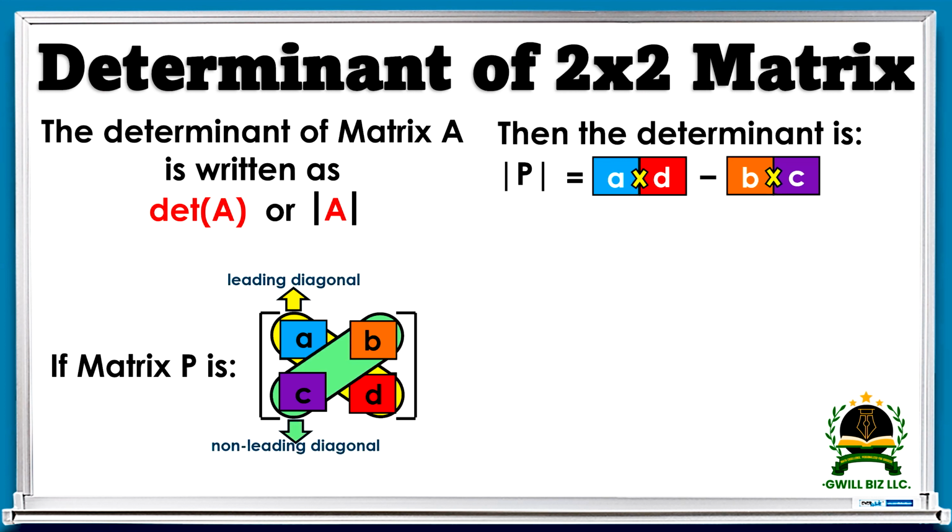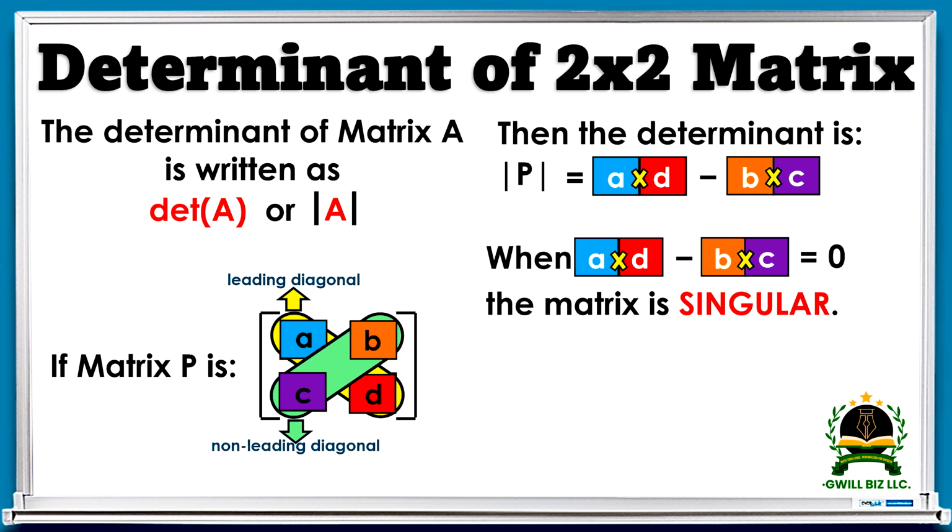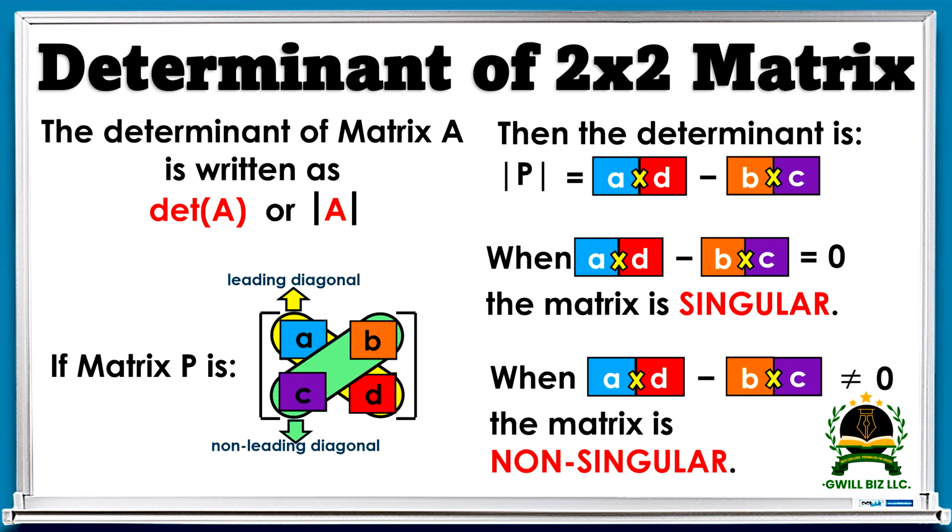So, to find the determinant of a 2 by 2 matrix, we are simply going to take the difference between the leading diagonal and the non-leading diagonal. Kindly note that when the determinant of a 2 by 2 matrix is equal to 0, the matrix is singular, while a non-zero determinant indicates that the matrix is non-singular.